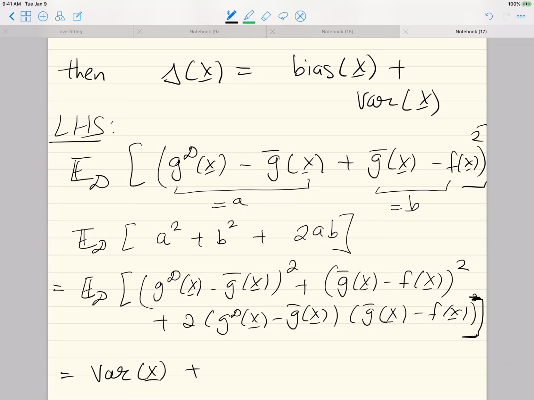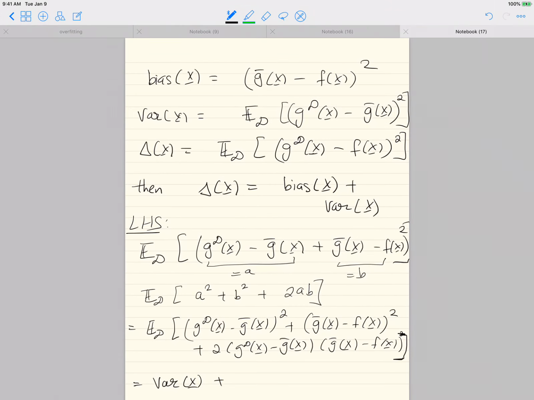Does this look familiar? Anything here that matches? It is the bias.